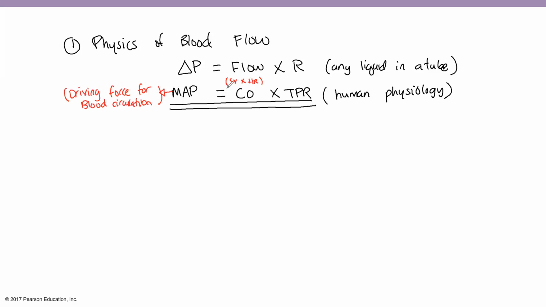So if we increase stroke volume, we increase the driving force of blood moving through our vasculature. If we increase heart rate, we do the same. If we increase total peripheral resistance, we also do the same. Let's talk a little bit about resistance here. This is the second thing that we spoke about. Resistance, we said, was any impedance to blood flow, any obstruction or impedance to flow.